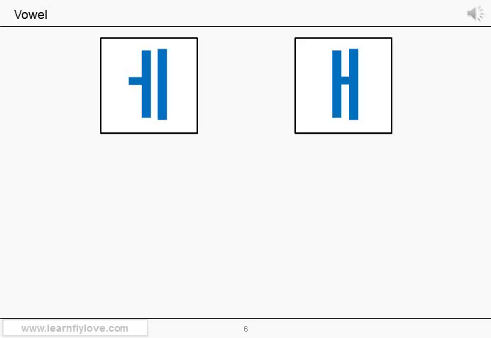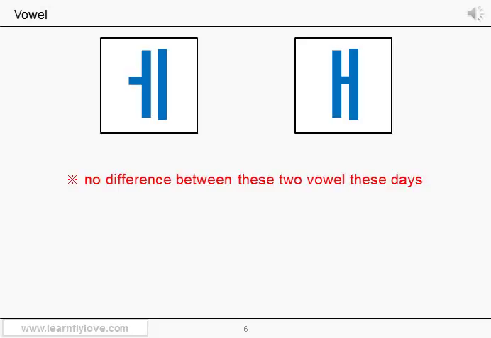Let's take a look at these two vowels. The first vowel sounds E and the second vowel sounds E. Do you recognize the difference between them? As we said in our first lesson, people don't distinguish them these days, no matter what other learning materials say. Nobody even knows the exact difference.